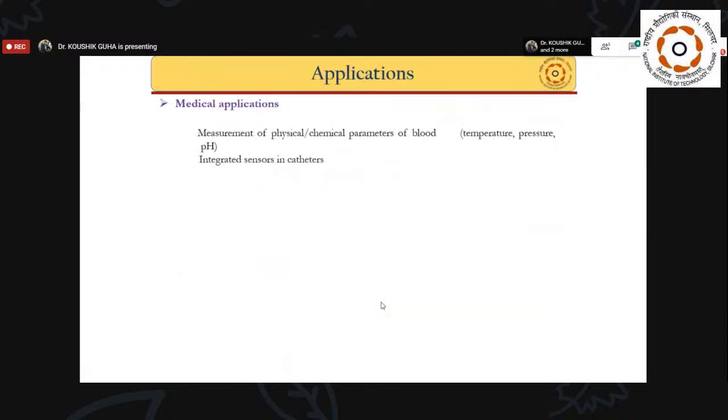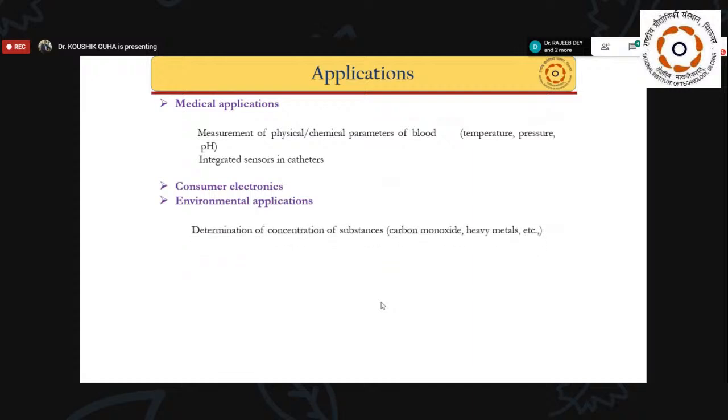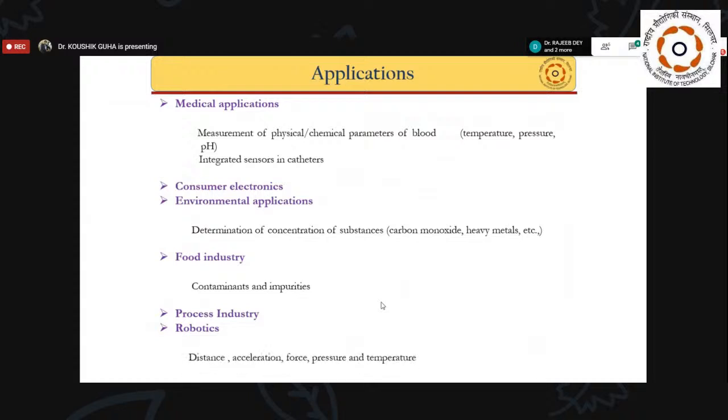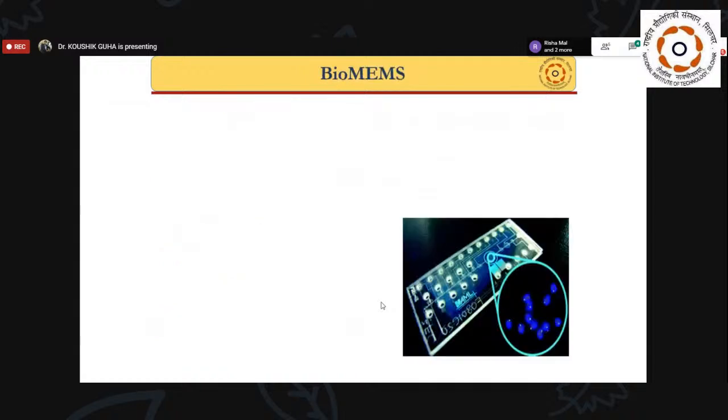Medical applications, the measurement of physical and chemical parameters of blood, temperature, pressure, pH level, then consumer electronics, environmental application, determination of concentration of substances in our environment, food industry, contaminants and impurities, process industry, robotics, that is to measure the distance, acceleration, force, pressure, and temperature. Everywhere the MEMS can be found.